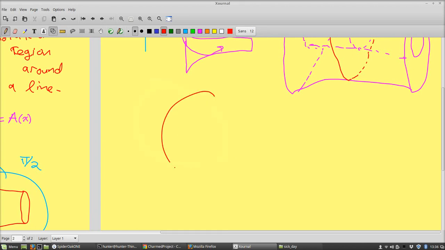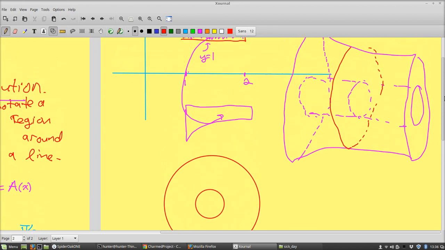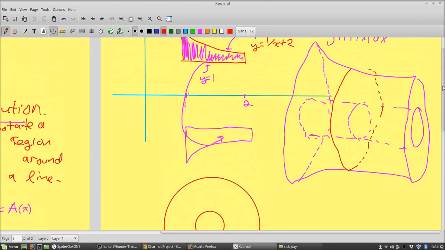It's a circle with a hole in it. This thing, if it thinks you drew a circle, it will make it perfect. There you go. All right, so it's like that. There's an outer circle and an inner circle.